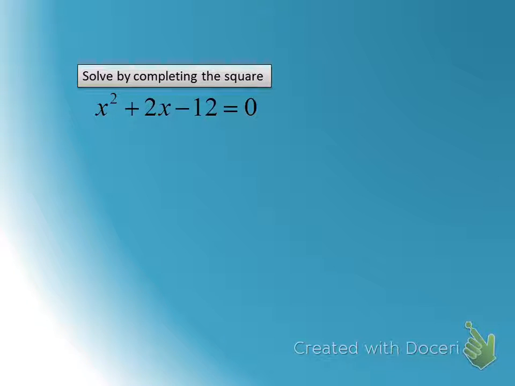When it says solve by completing the square, it means the left side does not factor. So first step, whenever it's completing the square, you do what?